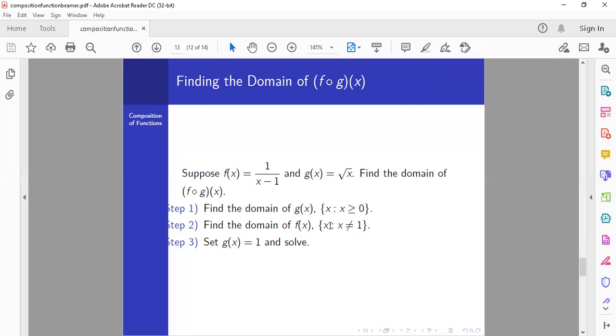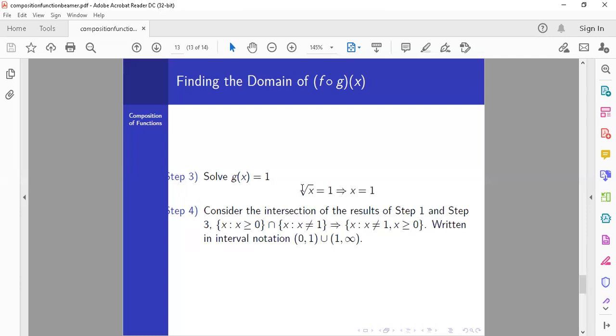Now, is it possible for g to output a 1? Can the square root of x ever be equal to 1? And the answer is yes. So we have to solve this equation. And what we find is that if the square root of x is equal to 1, that means that x has to be 1. Now remember, the values of step 3 are the ones to exclude, because these are the ones that break the machinery on the second application of the function.